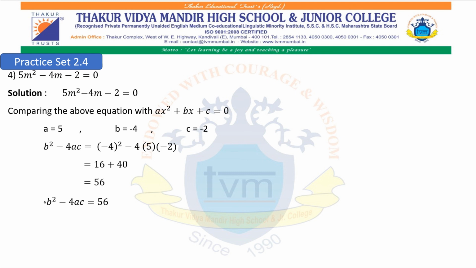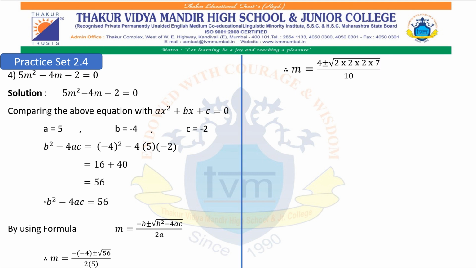We will apply our main formula. Again the variable they had given is m. We will write m equals to minus b plus minus root b square minus 4ac upon 2a. Let us substitute the value. We will get m equals to minus into minus 4 plus minus root 56 upon 2 into 5. Again in root we are getting 56. So we will factorize that 56 and we will write m equals to 4 plus minus root 2 into 2 into 2 into 7 upon 10. Again the pair values can be taken outside the root.